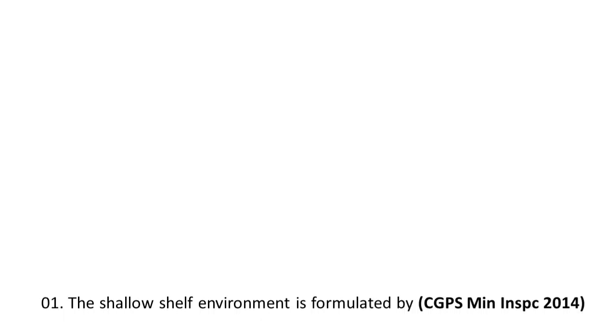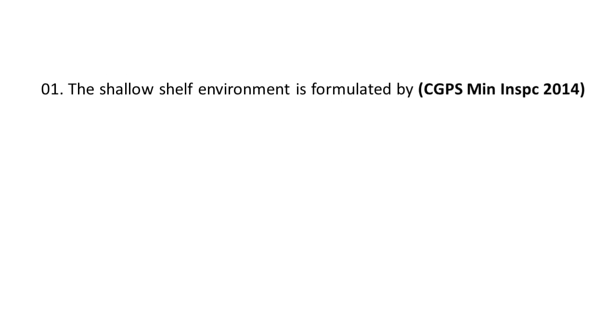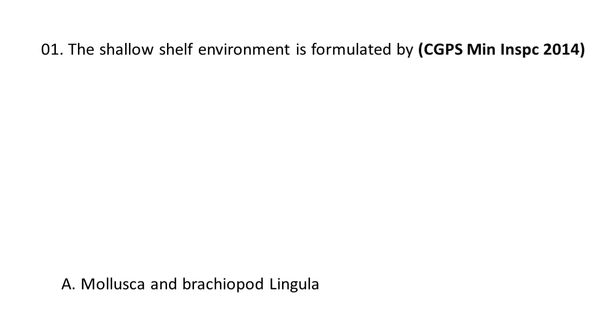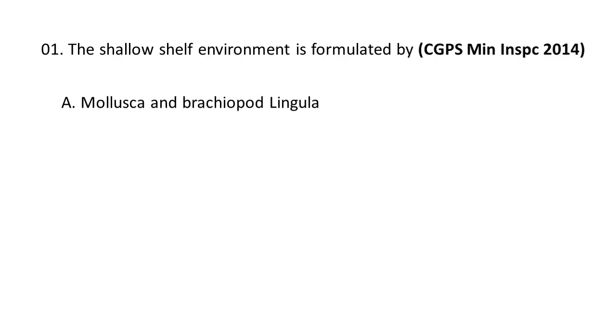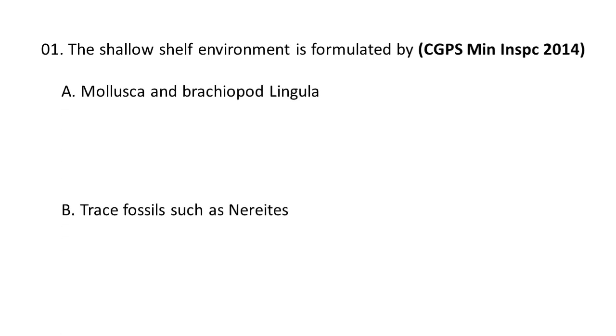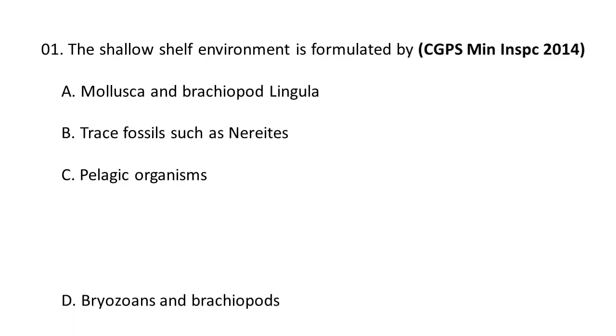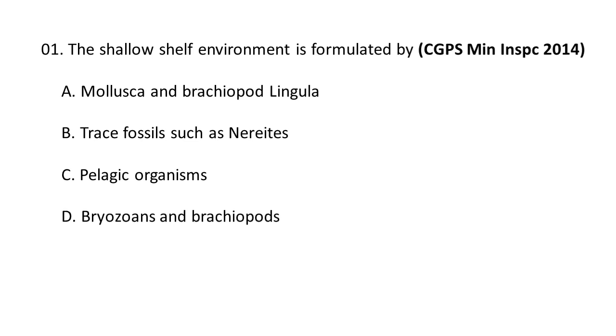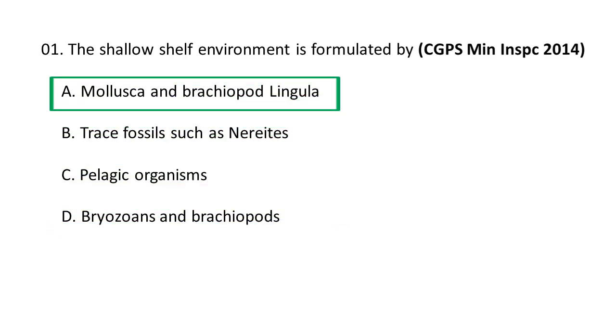Coming to the first question. The shallow shelf environment is formulated by, the choices are A. Mollusca and Brachiopod lingula, B. Trace fossils such as Nerites, and C. Pelagic organisms, D. Bryozoans and brachiopods. The shallow shelf environment, it is formulated by Mollusca and Brachiopod lingula.